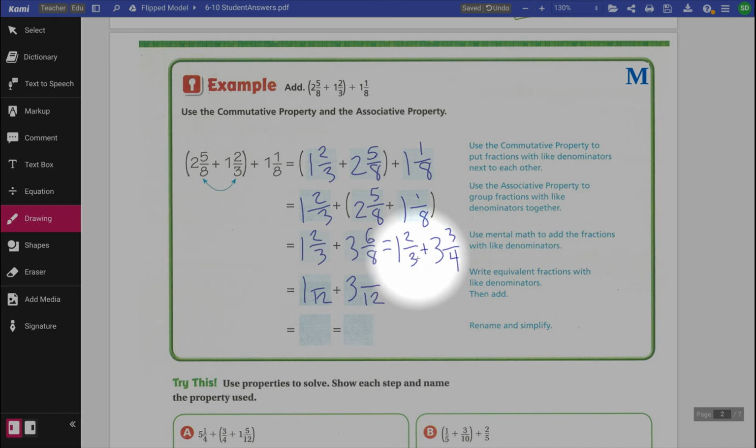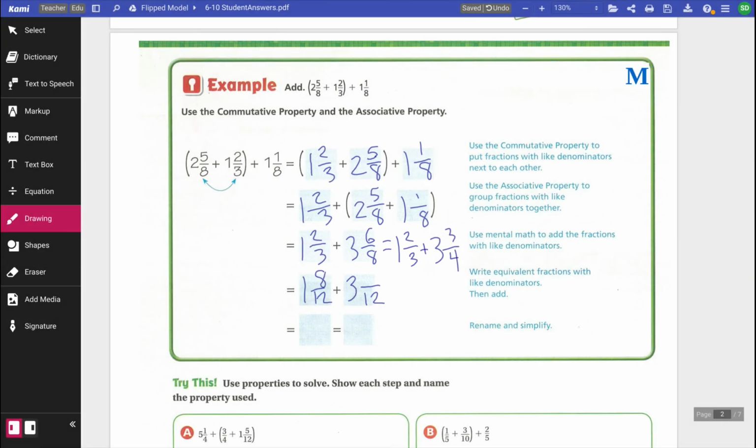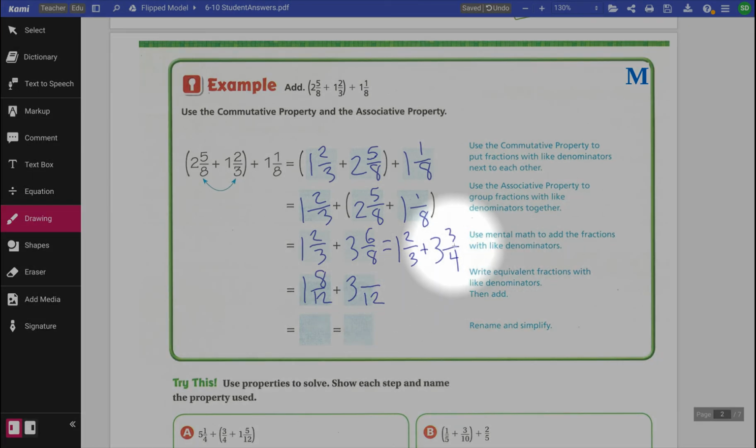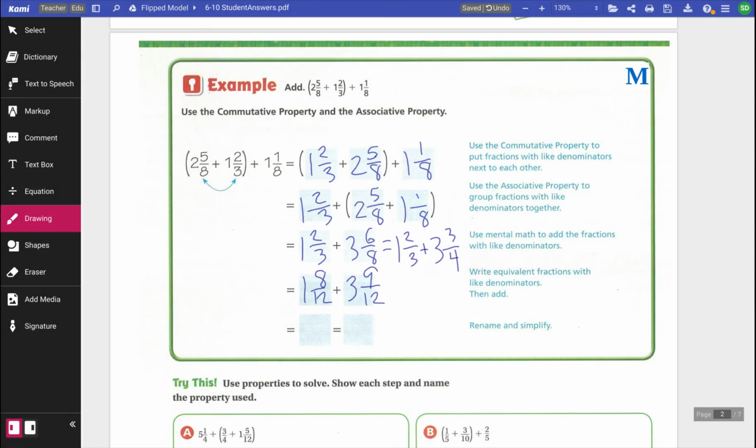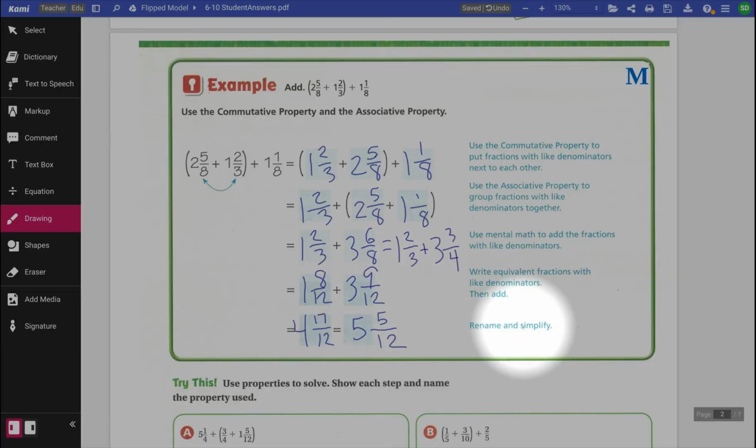Well, 1 2/3, to convert thirds to 12ths, I have to multiply by 4 over 4. The numerator is 2, so 2 times 4 is 8. And then to convert fourths to 12ths, I have to multiply by 3 over 3. The numerator is 3, so 3 times 3 is 9. Then when I add those up, I get 9 and 8 is 17/12ths, and 3 and 1 is 4. And I need to simplify that. That becomes 5 and 5/12. That's our final answer. You always want to make sure you simplify when you need to. We don't want to leave the answer like that. Okay?